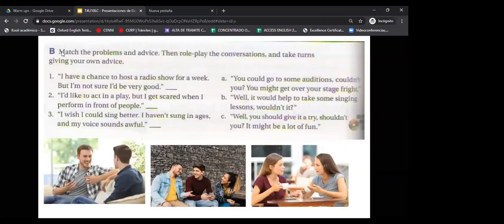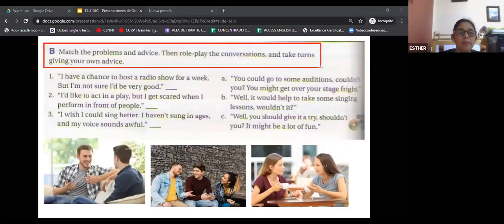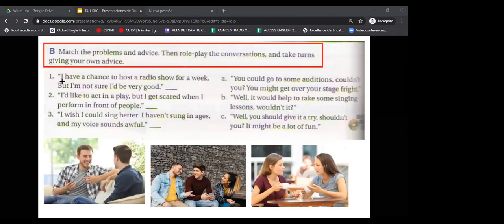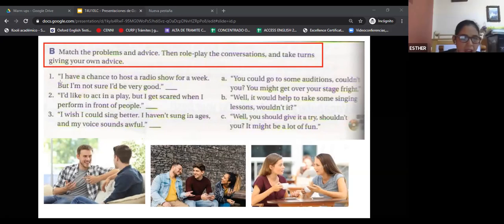Now, Esther, can you read the instructions, please? Yes. Match your problems and advice. Then role play the conversation and take turns giving your own advice. Good. So number one, please. Okay.